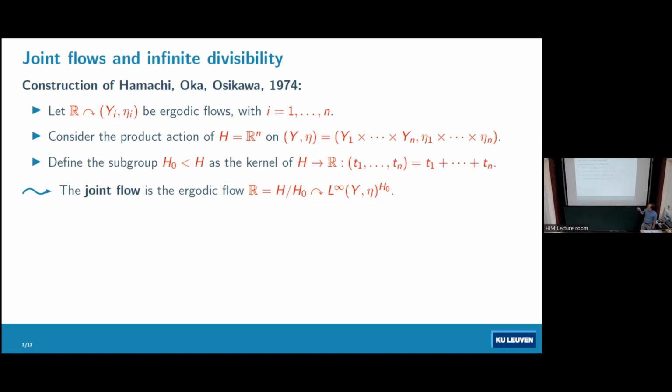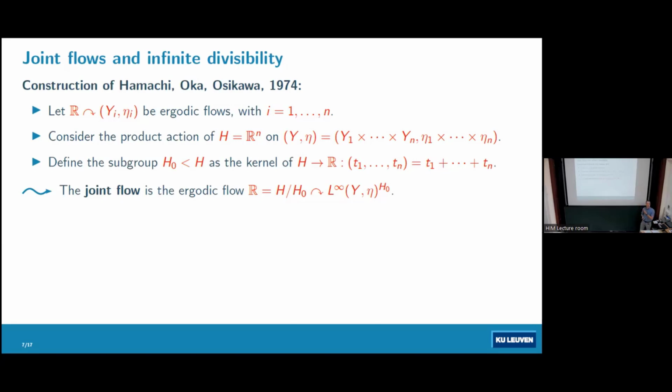How is this constructed? First of all, you take n copies of the real line in direct product, which we call H, and then we look at the product action on the product of the spaces. So just the first R acts on Y1, the second R acts on Y2, and so on. Now in R^n we have the kernel H_0, which is the kernel of this natural homomorphism to the real line, and that's of course a closed subgroup, and by definition the joint flow is defined as the action of the quotient, which is of course isomorphic with R, on the H_0-invariant functions.